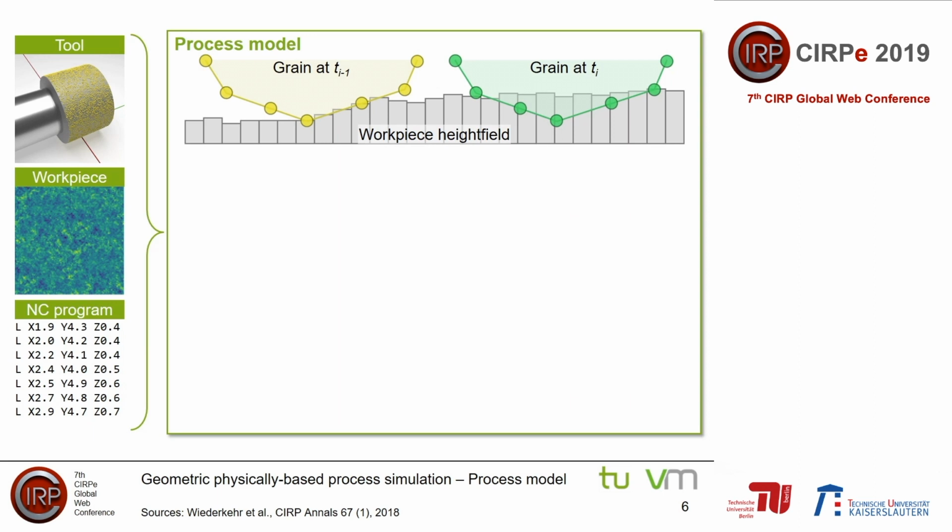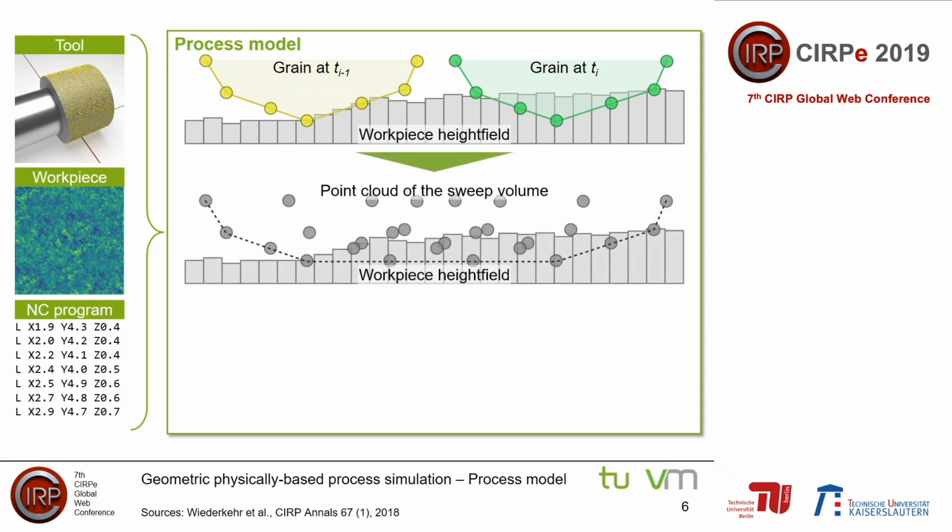The intersection between the moving point cloud of a grain and the workpiece height field was calculated by describing the sweep volume of the grain in the current simulation step. Since fixed time steps were used in the simulation, the distance between the grain at the beginning of a simulation step and at the end of a simulation step can cause gaps as seen in this example. Therefore, the point cloud of the grain was instanced at additional discrete substeps.